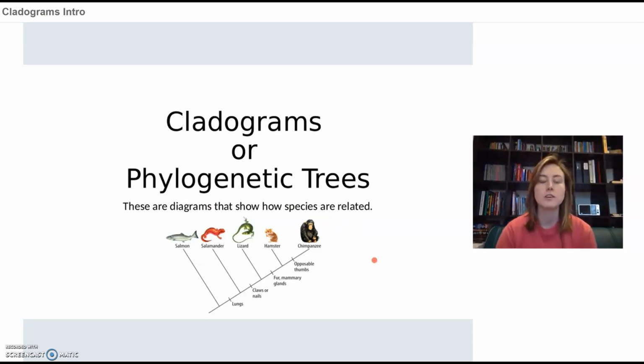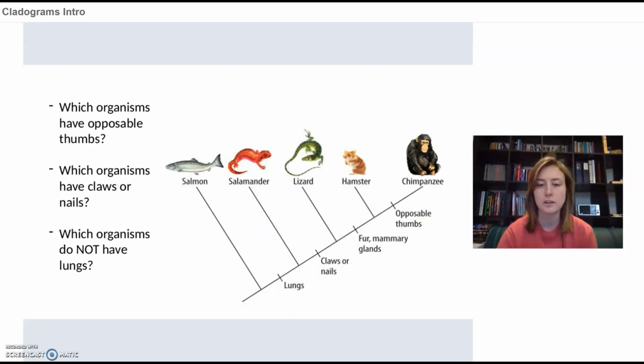And it also helps us when we're figuring out how species have evolved over time. And evolution is when the traits change over time in a population, right? So this kind of helps us see that, and it helps us see how they are related to each other. They can be kind of tricky to read if you haven't done it before, so let's do a little bit of practice. Here I've got a cladogram.